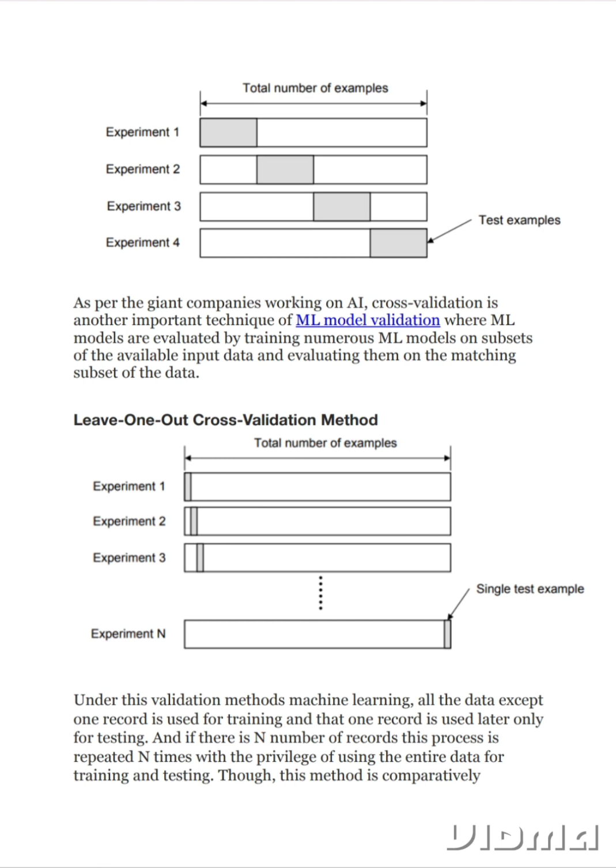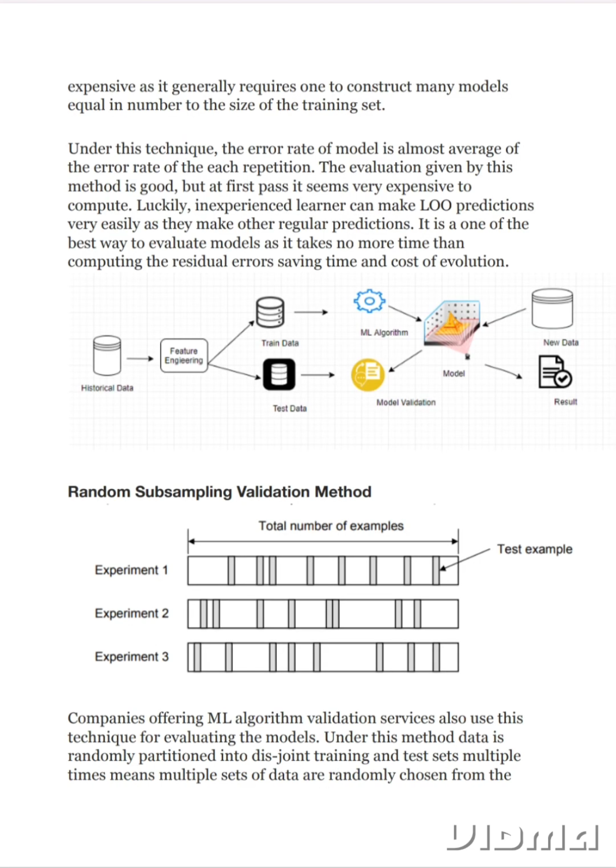Leave one out cross-validation method. Under this validation method in machine learning, all the data except one record is used for training, and that one record is used later only for testing. And if there are n number of records, this process is repeated n times with the privilege of using the entire data for training and testing. This method is comparatively expensive, as it generally requires one to construct many models equal in number to the size of the training set.